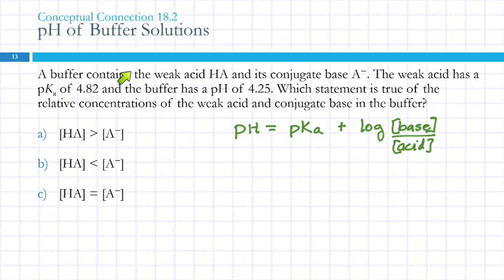This pH is smaller than that. The pKa is the pH you'll get if these are equal. So how can we make 4.82 get smaller? Are we going to add acid or base? We'd need more acid, right? So that tells us that the acid concentration must be bigger than the base concentration.